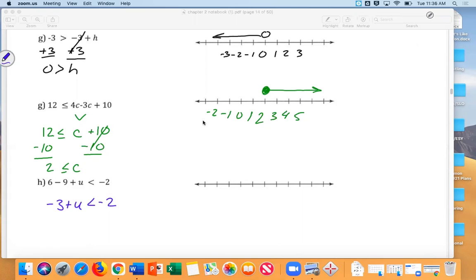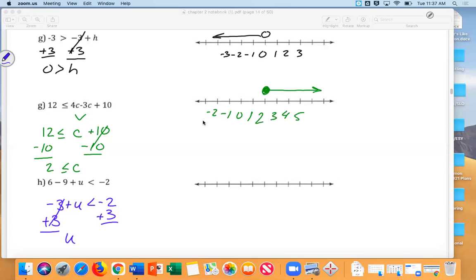I can't make it 3u. How do you get rid of that -3 right there? How do you undo -3? How would you undo a -3? What's the opposite of minus? So we're going to do +3. Okay, Joey? So we're going to add 3.